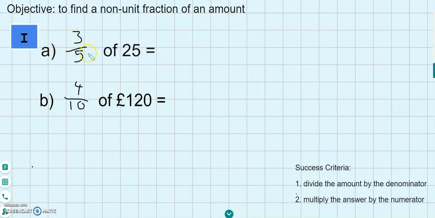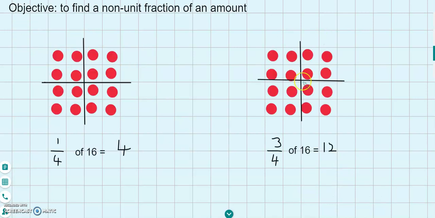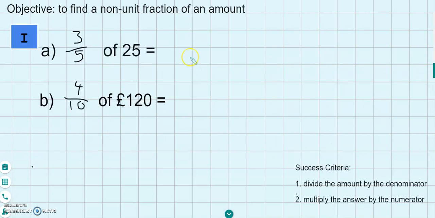Having a look at this, we have been asked to find 3/5 of 25. This is the same as our questions before, however we don't have the arrays anymore, so we are just using the numbers. In order to help us do it, I've copied our success criteria down here so that we can follow these 2 steps to make sure that we're covering everything.